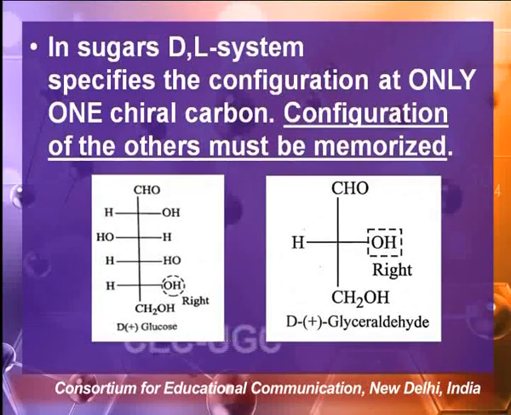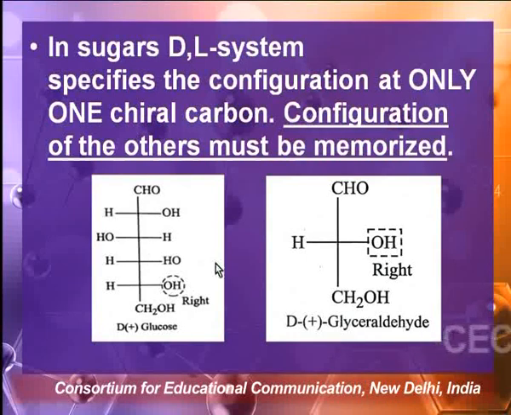So we say, when we talk of the DL system in sugars, it specifies the configuration only at 1 chiral carbon, that is at the highest numbered chiral carbon. And that means, what do you think? That we'll have to memorize the configurations at other chiral carbons? We know when we are talking of this glucose molecule, it has 4 chiral carbons, 1, 2, 3 and 4. That means second, third, fourth and fifth carbon is chiral. So we have to now memorize? No. We will follow certain rules to assign configurations to these stereo centers.